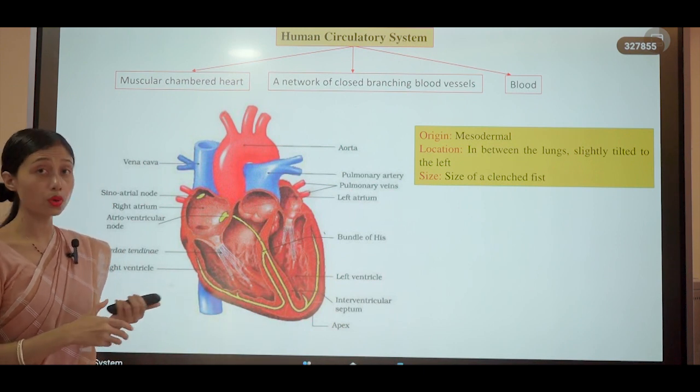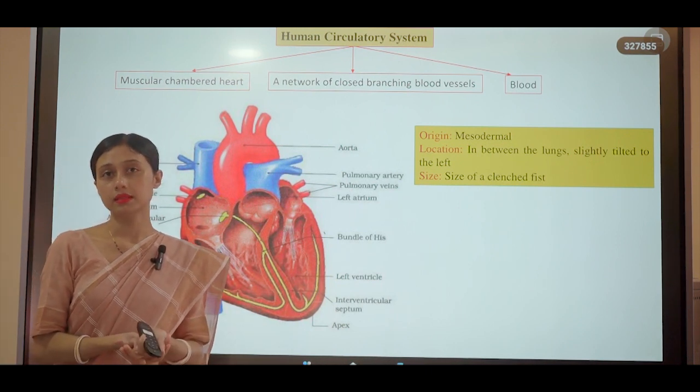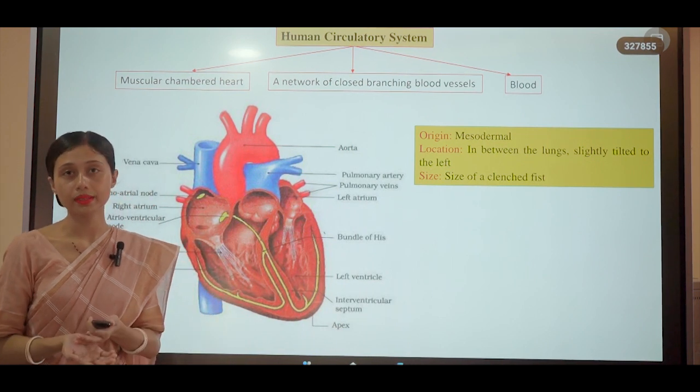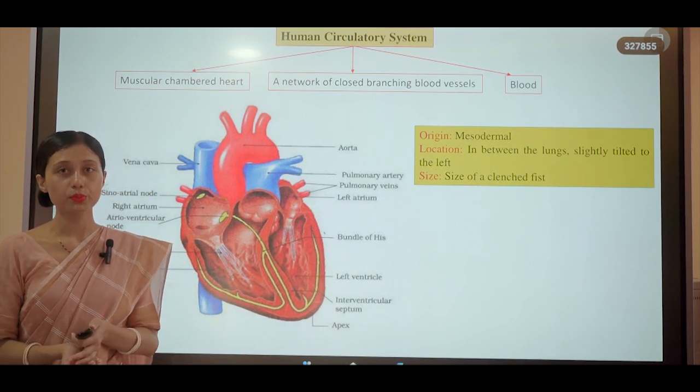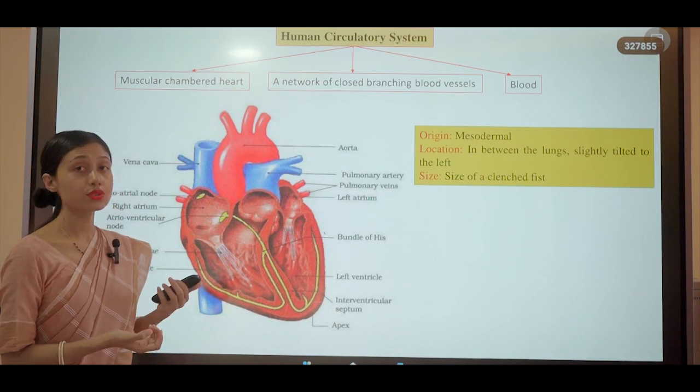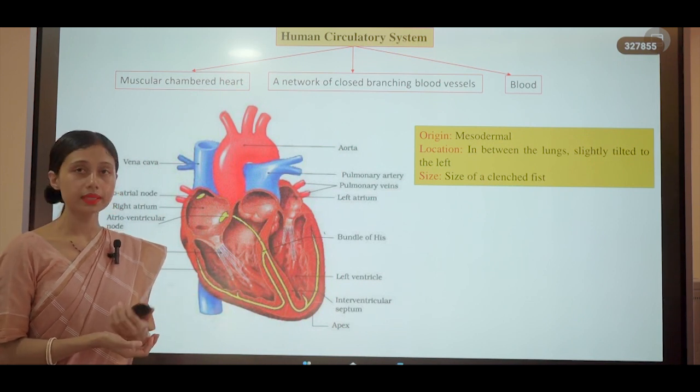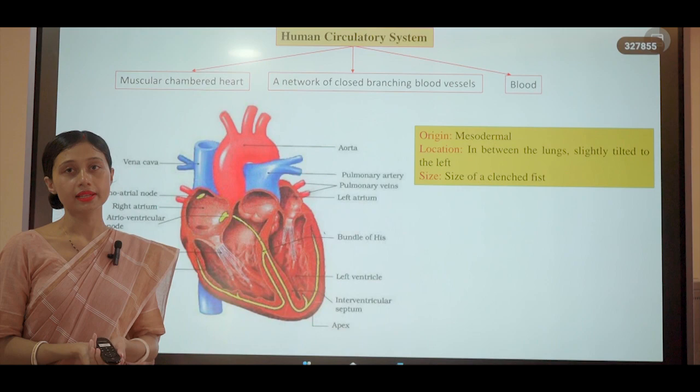So students, I hope you all have a decent understanding about blood grouping, ABO blood grouping, Rh grouping, then Rh incompatibility and structure of the heart. So with this I am concluding today's class. Thank you.